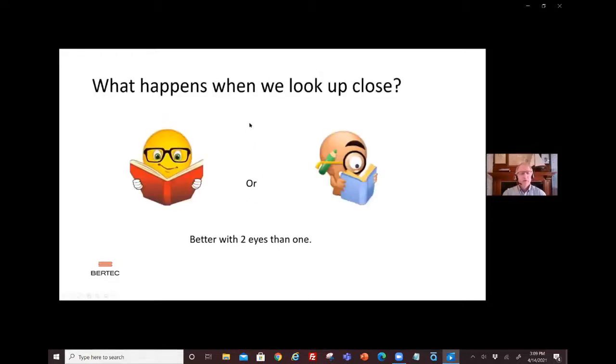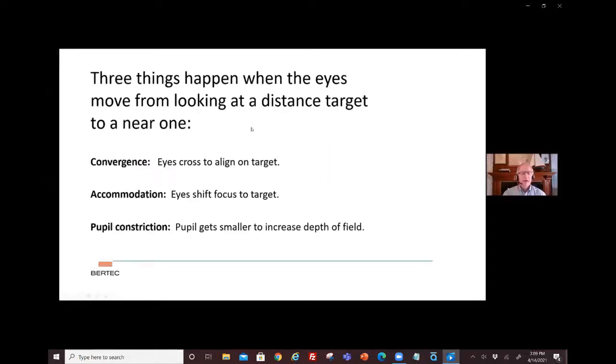So what happens when we look up close? Every time we look far away, our eyes are supposed to go straight and relax focus. Whenever we look up close, we want those eyes to team together or work together. So obviously we want both eyes working together, not just one. There are three things that have to happen. We have to cross our eyes to line them up on the target. We have to shift focus to make the target clear. And as we do that, the pupils will constrict, or get smaller, in order to increase depth of field.